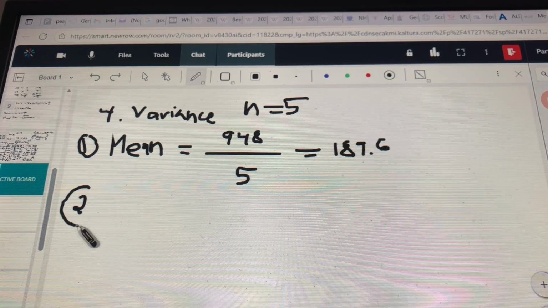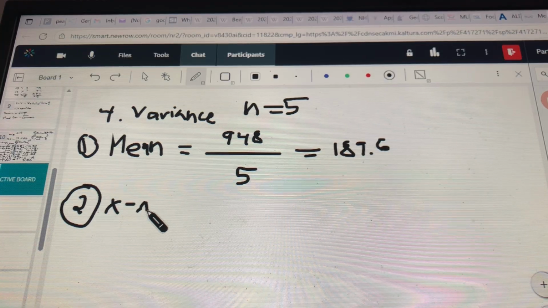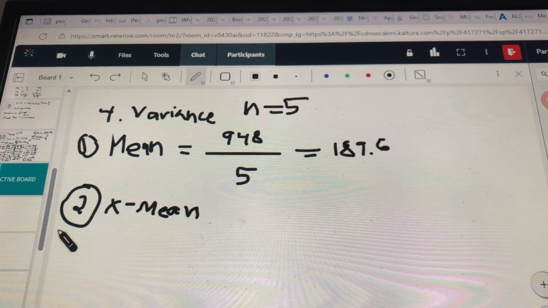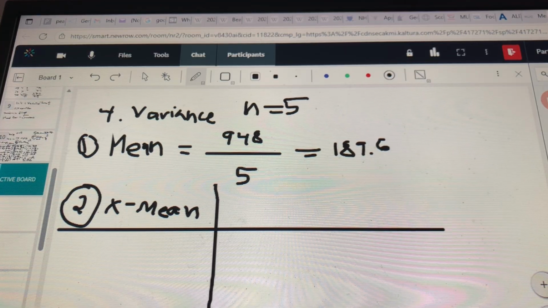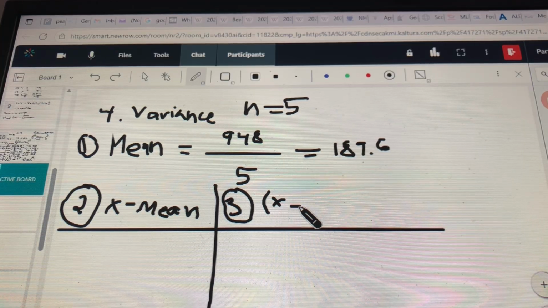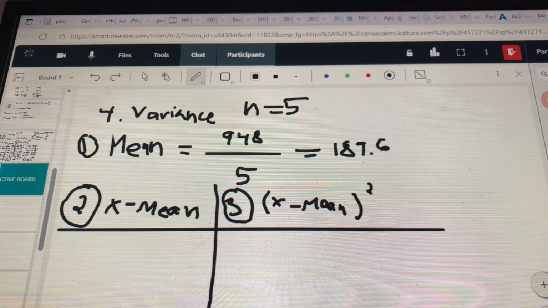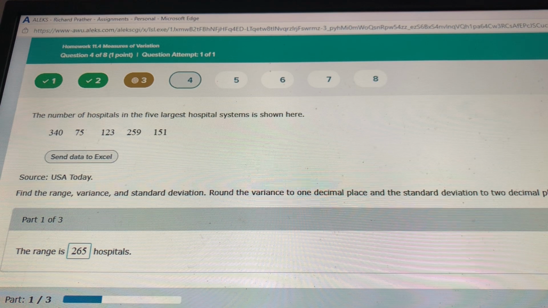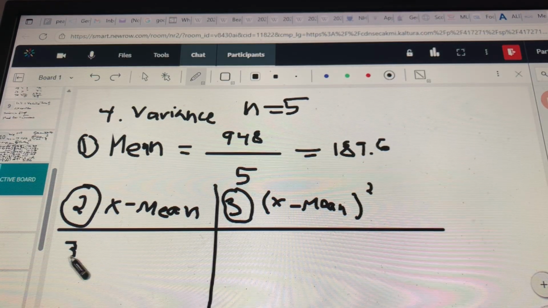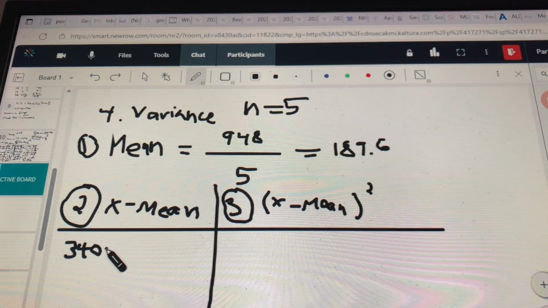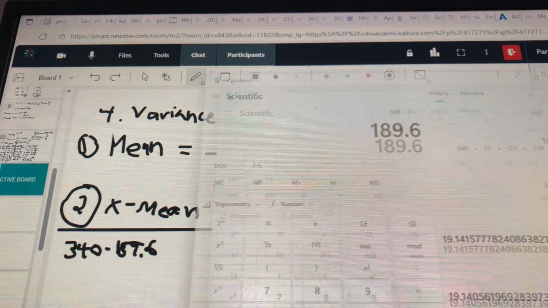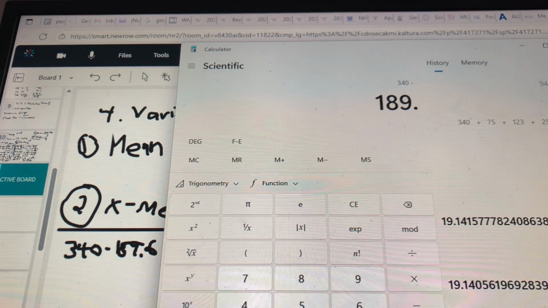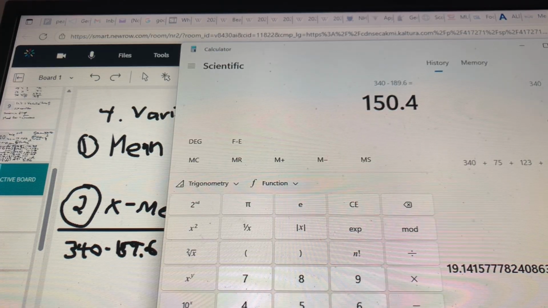Okay, step 2 is you take each of the given numbers I call x and subtract the mean. And I actually like to do step 2 and 3 together even if the numbers aren't messy, because it saves time in the calculator. Okay, the first number was 340. So we're going to do 340 minus this 189.6. 340 minus 189.6 is 150.4.